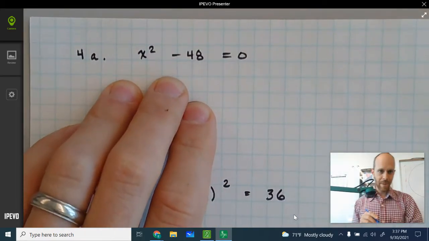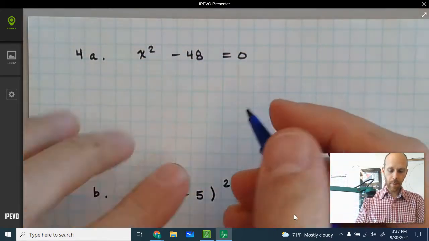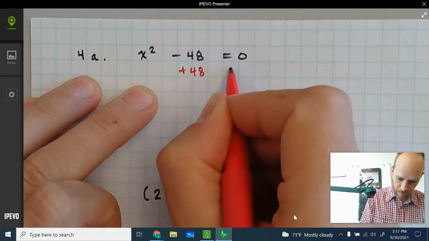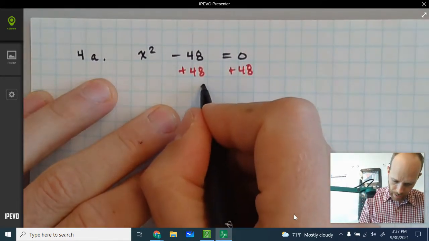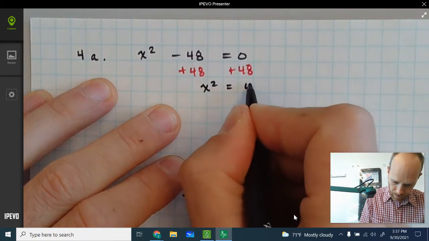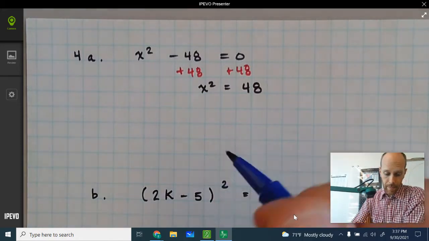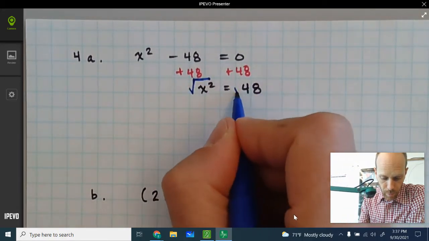So take a look at A. Can't we make this x squared equals number just by adding a 48 to both sides? We're left with x squared equals 48. Okay, that's a good start. Next thing is you take the square root of both sides.